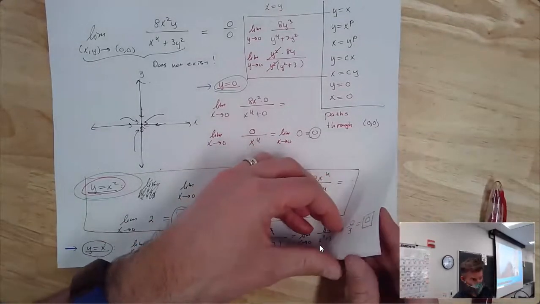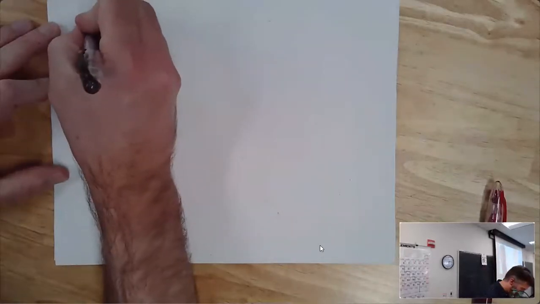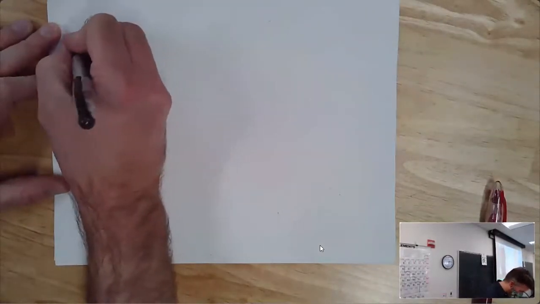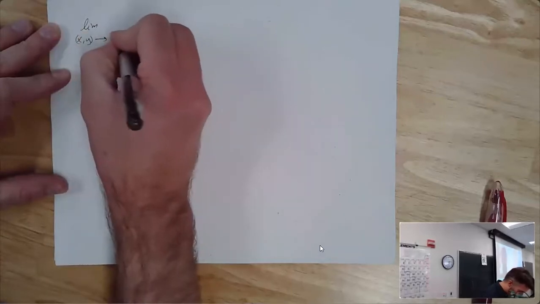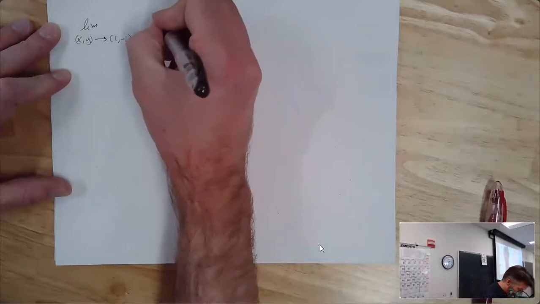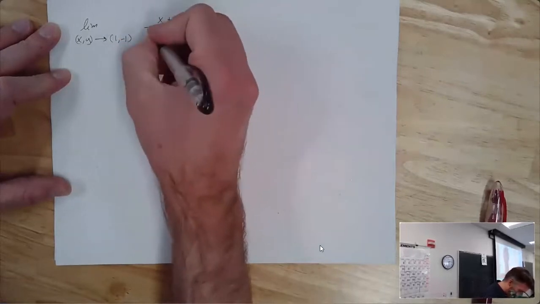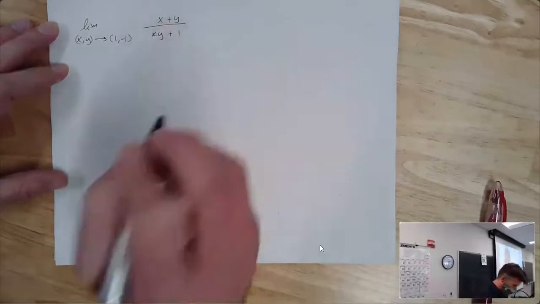And let me make sure, let's see. Okay. I want to leave enough time to talk about partial derivatives. Let's look at this example. An example that does not go through the origin. The limit as (x,y) approaches (1,-1) of x plus y over the product xy plus 1.